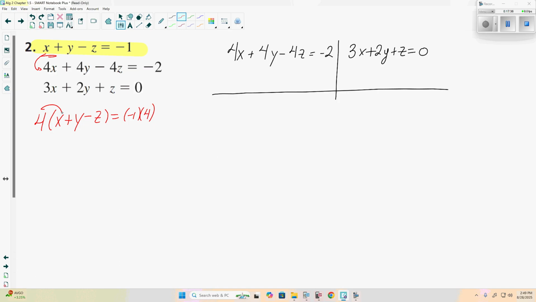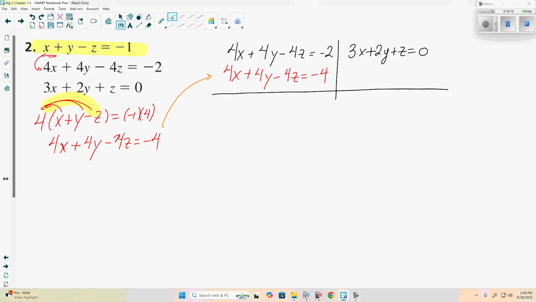So we can distribute the 4. 4 times x is 4x. 4 times y is going to be plus 4y. And 4 times negative z is negative 4z. And 4 times negative 1 is negative 4. And then we can take that equation and put it under our other equation on the left.